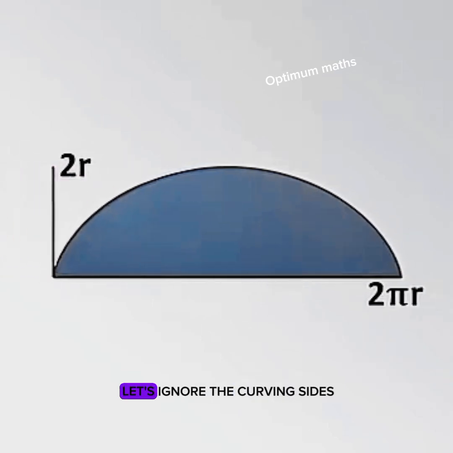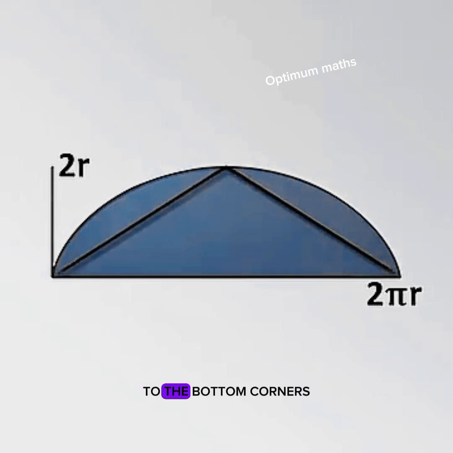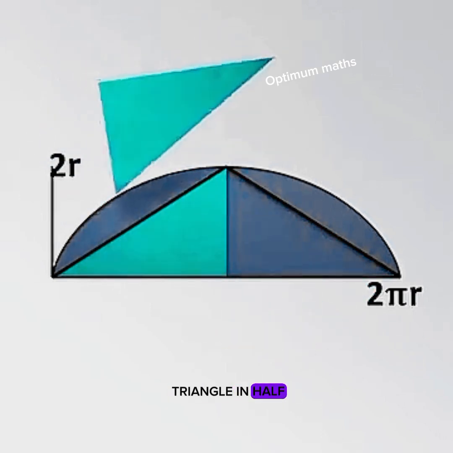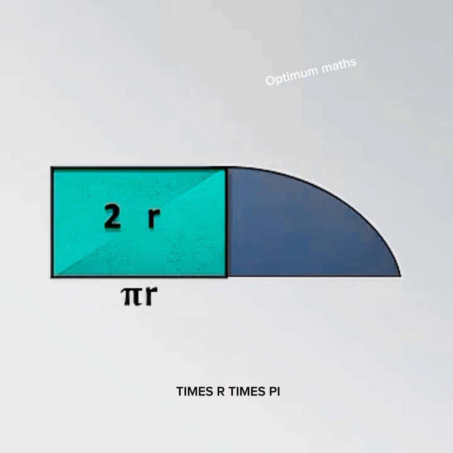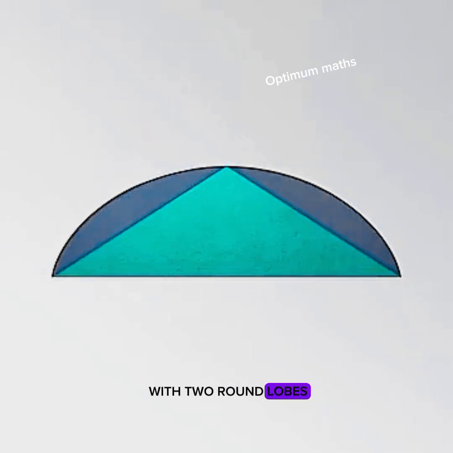For the time being, let's ignore the curving sides and trace out edges from the top center of the shape to the bottom corners, making a triangle. The triangle has a height of 2 radii and a base of 2 pi radii. We could chop this triangle in half and refit the area to make a rectangle measuring 2 radii by pi radii. The area is 2 times r times pi times r, which gives us 2 pi r squared. That gives us the centerpiece, but we're still left with 2 round lobes on the sides.